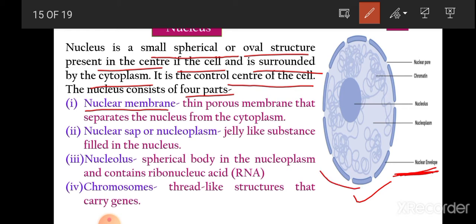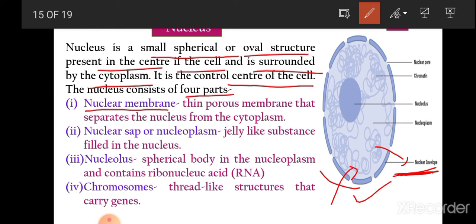meaning it is the outermost covering layer of the nucleus. It is a porous membrane also, and that is why it allows the movement of materials between the cytoplasm and the nucleus. Here also, not all materials can enter the nucleus, and not all materials can come out of the nucleus. Only a few materials which are allowed by this nuclear envelope can enter or leave the nucleus. So it is porous. It also has tiny pores, you can see in the diagram, which allow the movement of molecules in the nucleus.